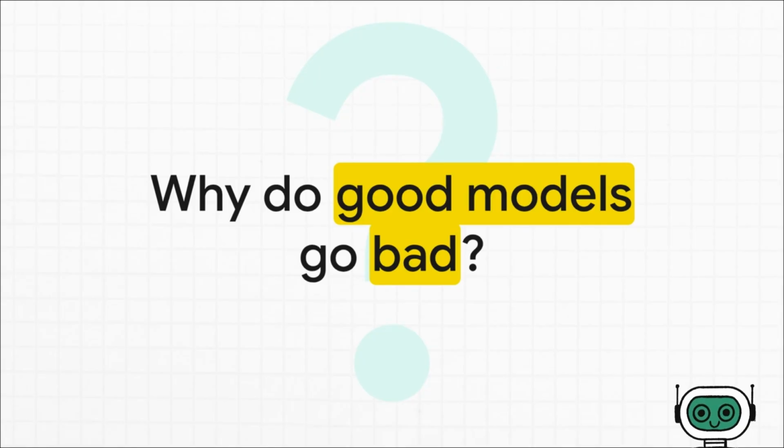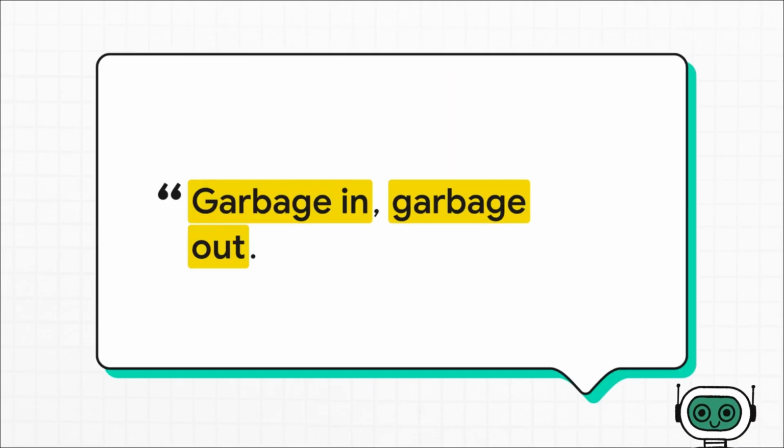You spend all this time building a really clever model, but its predictions are just wrong. It feels like the logic is perfect. So what's going on? Why do good models produce bad results? Well, it almost always comes down to the first and most important rule in data science. Garbage in, garbage out. No matter how sophisticated your model is, it's completely at the mercy of the data you feed it. Bad data in will always mean bad results out.